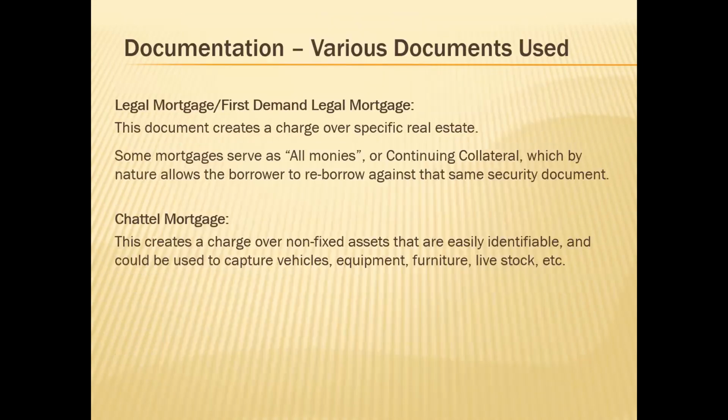Okay. The next one is the legal mortgage, or sometimes called the first demand legal mortgage. So this document charges specific real estate. Okay, so some mortgages serve as all monies or continuing collateral, which by nature allows the borrower to reborrow against the same collateral security document. So let's unravel this piece by piece. Okay, so this document creates a charge over specific real estate.